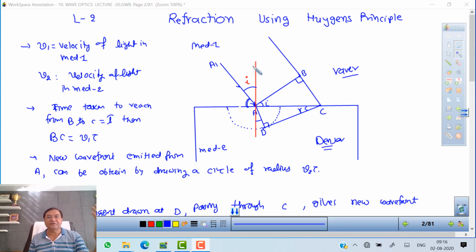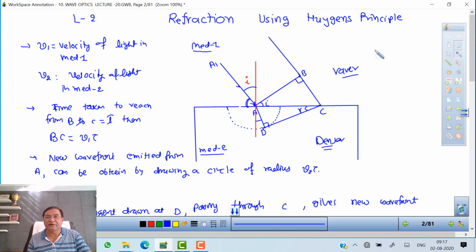We know that refraction takes place while rays travel from one medium to another medium having a different refractive index. So, here I have medium 1, and here I have medium 2. So this is the boundary. In the first case, I take this as the rarer medium and this as the denser medium.